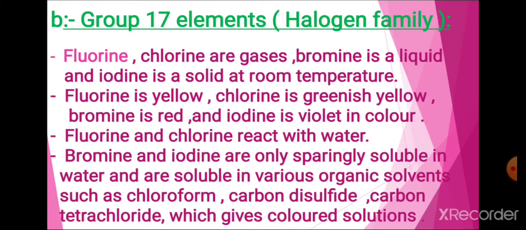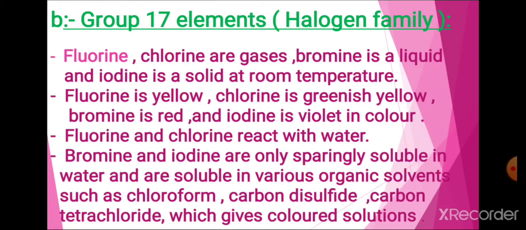First we see the properties. The first property is that fluorine and chlorine are gases. Bromine is a liquid and iodine is a solid at room temperature. Fluorine is yellow in color. Chlorine is greenish yellow. Bromine is red and iodine is violet in color.